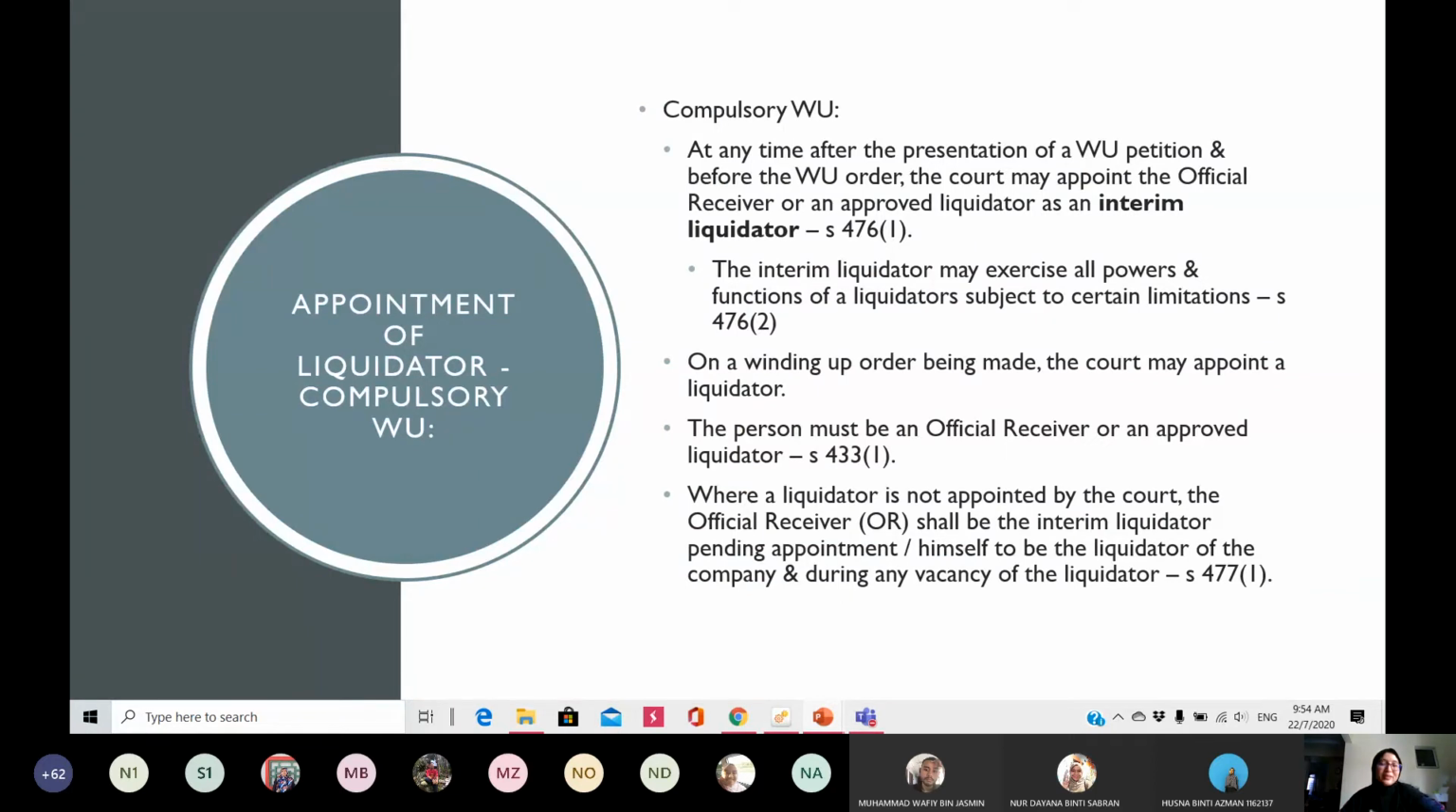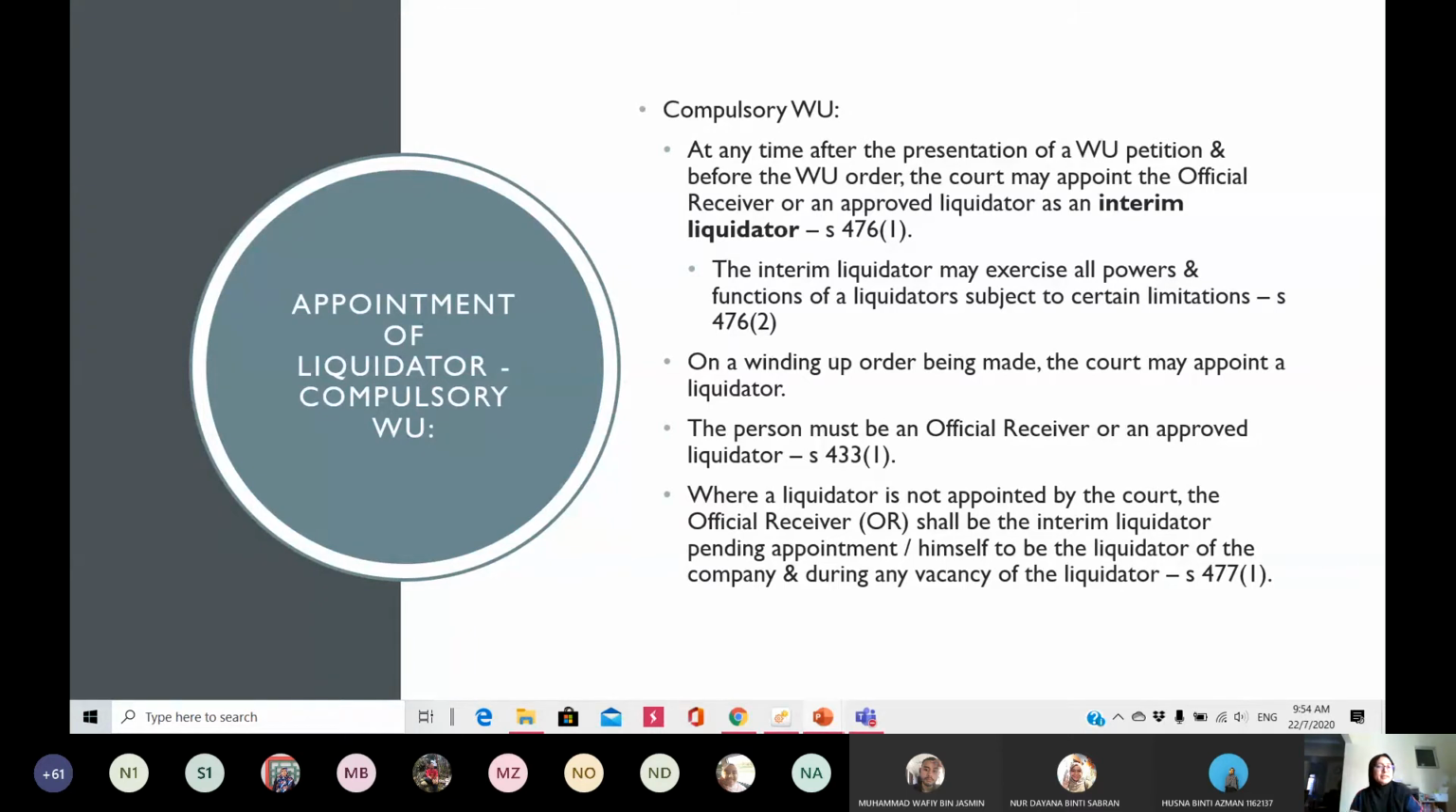So dalam proses compulsory winding up tu kita dah tengok sebenarnya. Kalau members voluntary winding up tu, dia ada meeting dalam meeting in order to resolve for the winding up of the company. So the meeting tu akan appoint the interim liquidator. Tapi kalau dalam creditors voluntary winding up, the interim liquidator may be appointed by the directors of the company.